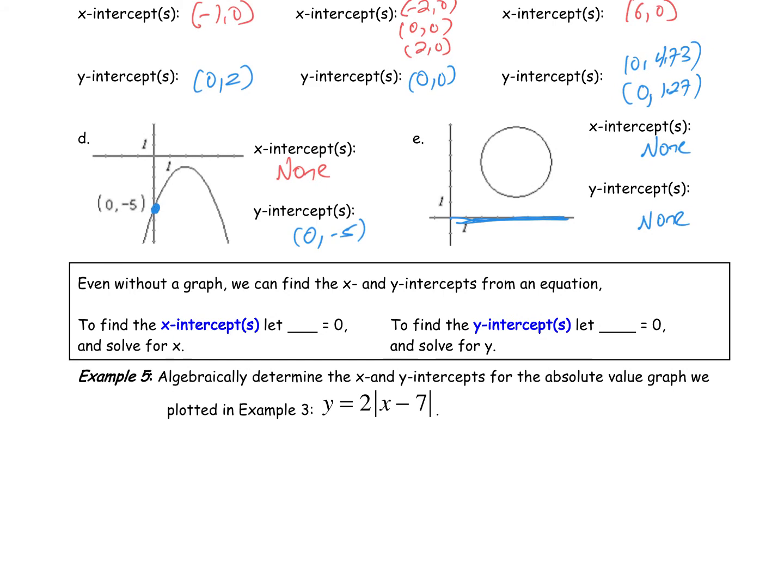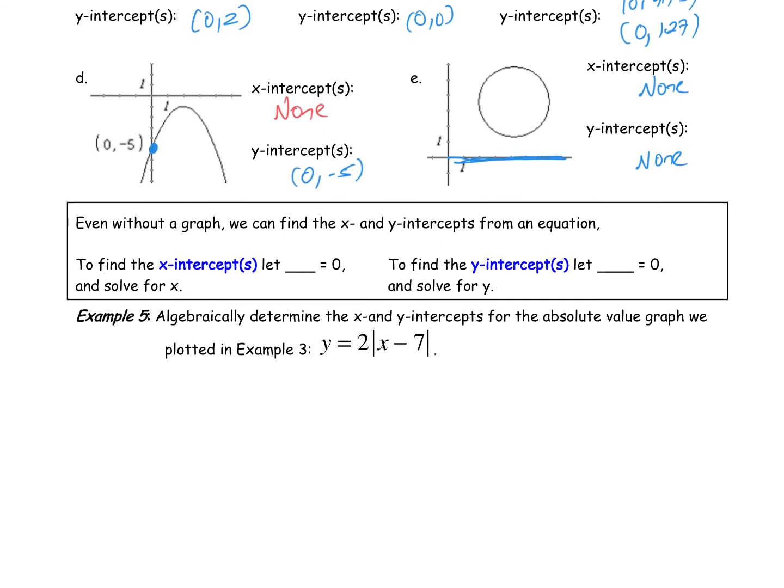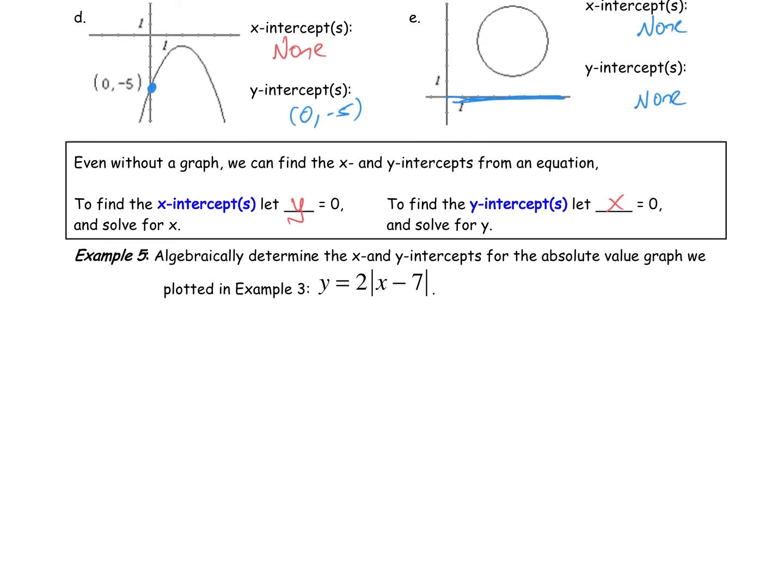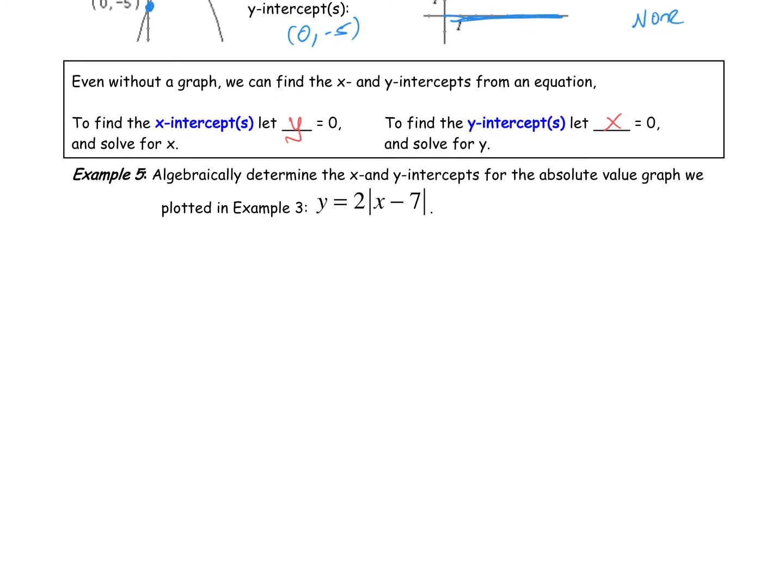Even without a graph, though, we can find x and y-intercepts algebraically from an equation. To solve for an x-intercept, let y equal 0. That's what it means when a graph crosses the x-axis. Y is 0, and solve for x. To find the y-intercept, let x equal 0 and solve for y. That will always work regardless of the type of function or equation we're dealing with.